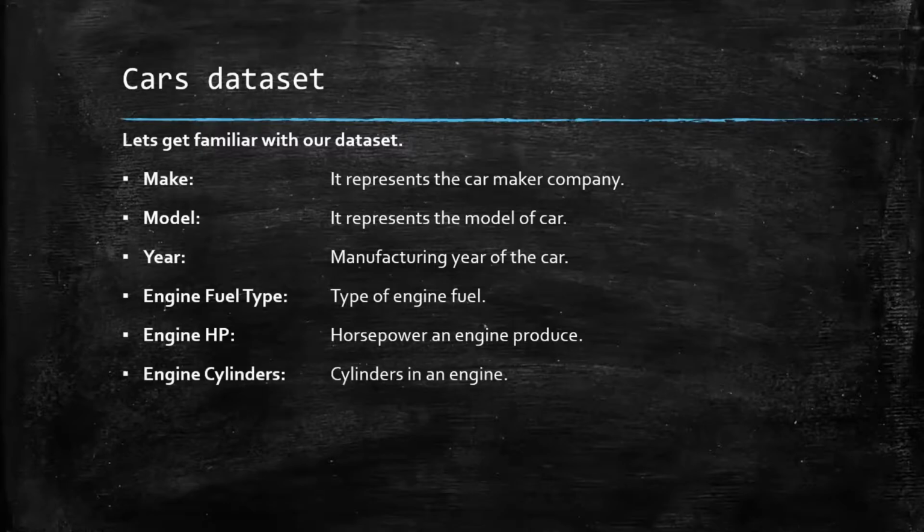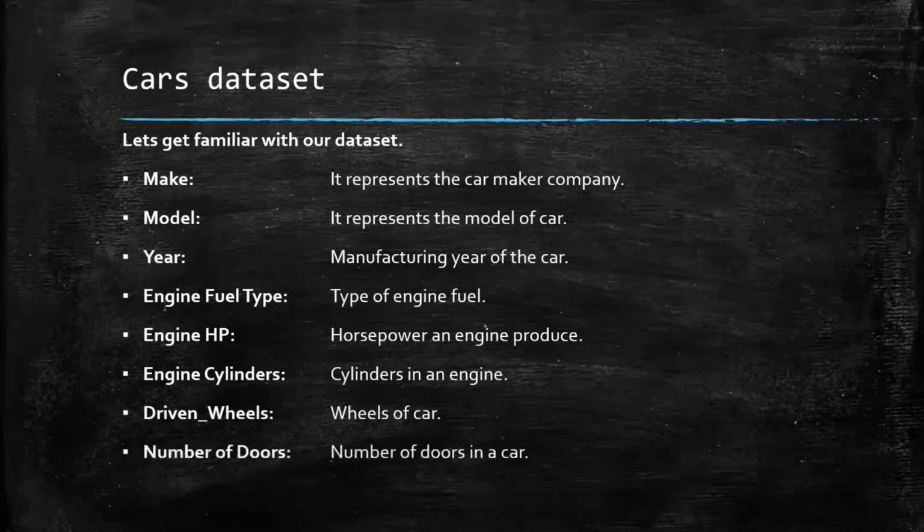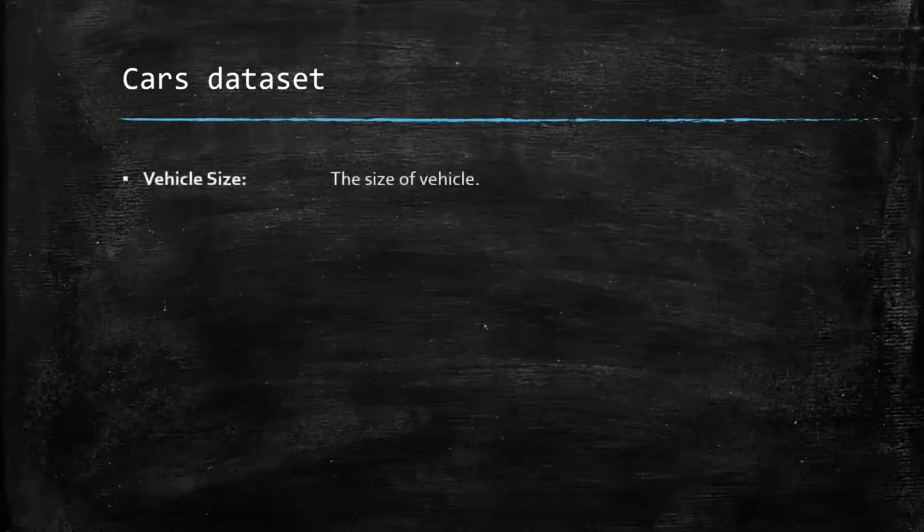Engine cylinders. It represents the cylinders in an engine. Driven wheels. It shows the wheels of the car. Number of doors. This column represents the number of doors each car has. Market category. It represents the category of the car market. Vehicle size. This column tells us about the size of the vehicle.